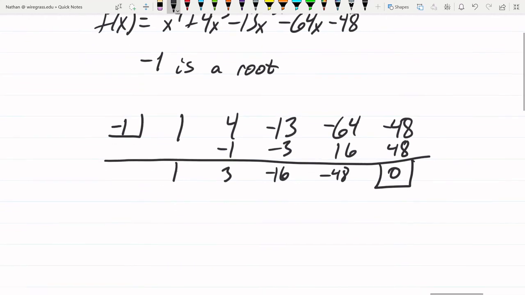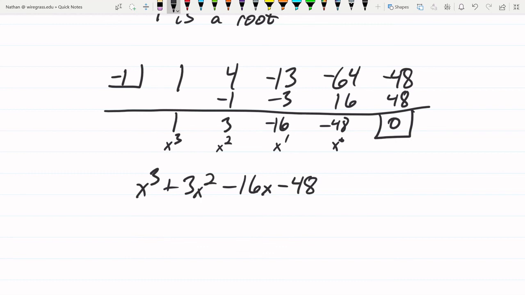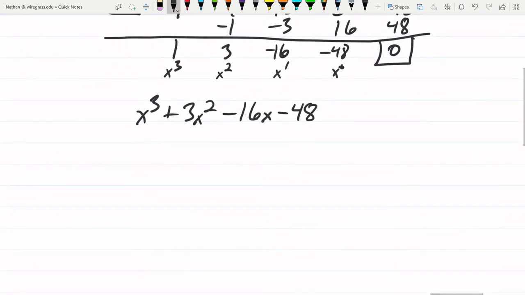And here we see that we have a cubic, right? This is x to the 0, x to the 1, x to the 2, x to the 3. You always start with x to the 0, and then you count up from there, if that's not clear. The reason why I wanted to show this is because we have x cubed plus 3x squared minus 16x minus 48. This is a cubic polynomial, and we can try factoring by grouping. It will actually work in this case.